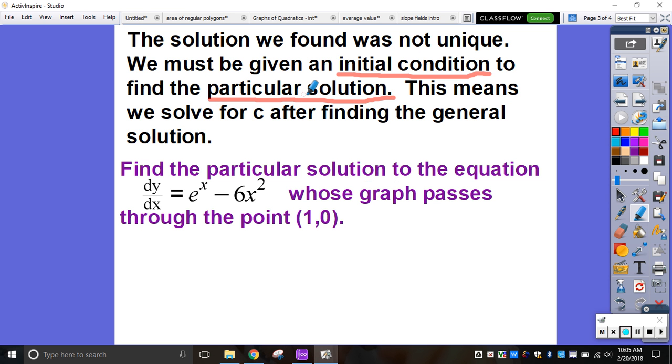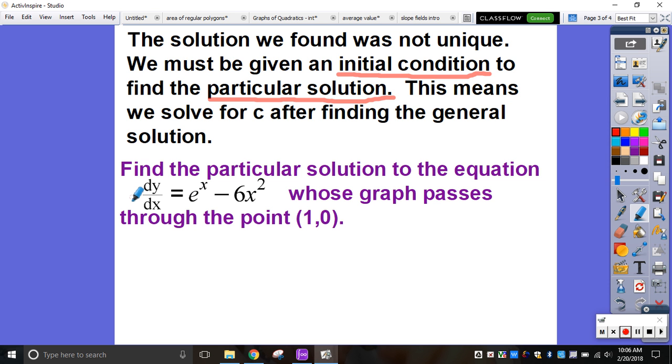So remember, we just found the general solution, but if they ask me to find the particular solution, I have to have the initial condition. This means we solve for c after we find the general solution and come up with a unique solution. So in this example, it says find the particular solution to the equation dy over dx equals e to the x minus 6x squared, whose graph passes through the point 1, 0.